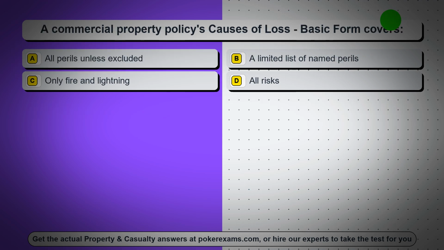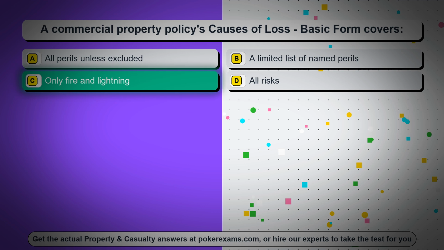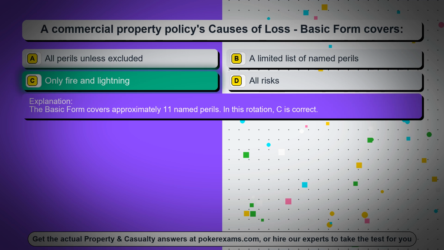Question 58. A commercial property policy's causes of loss basic form covers, option A, all perils unless excluded, option B, a limited list of named perils, option C, only fire and lightning, option D, all risks. The correct answer is option C, only fire and lightning. The basic form covers approximately 11 named perils. In this rotation, C is correct.